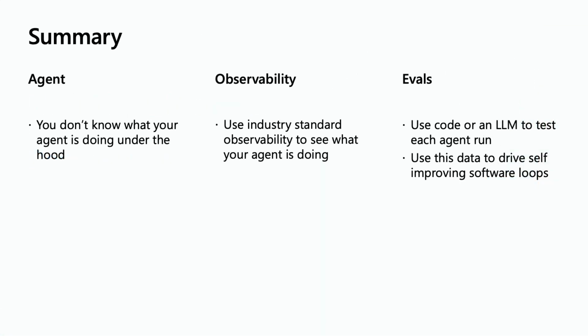So what have we talked about today? When you have an agent, it's a black box. You do not know what it's doing. You need to add observability so you can see what it's doing. There's industry standards for this. OpenInference is the industry standard for doing this. This gives you the view on what you're doing. Then once you've got this, you can start building evals. You're using an LLM as a judge to test your agent runs, see what it's doing, and then you can use this data to drive that self-improving software loop.